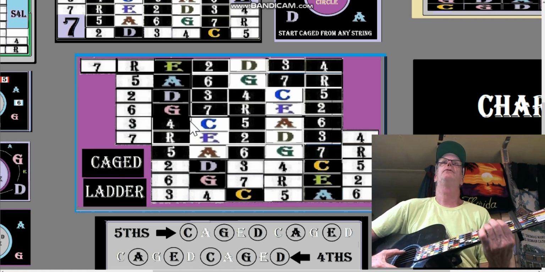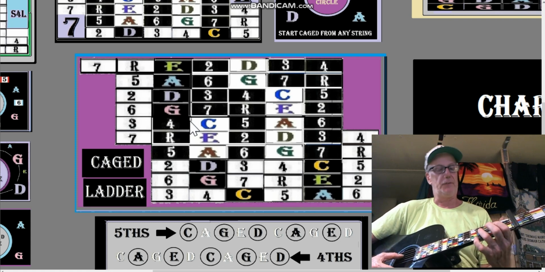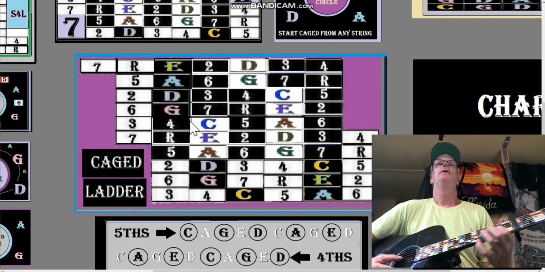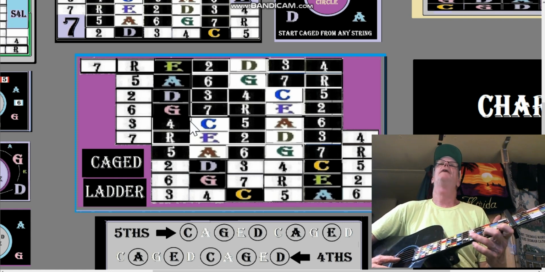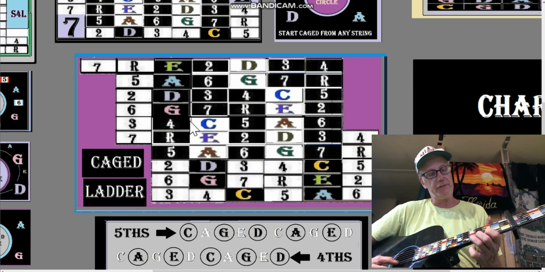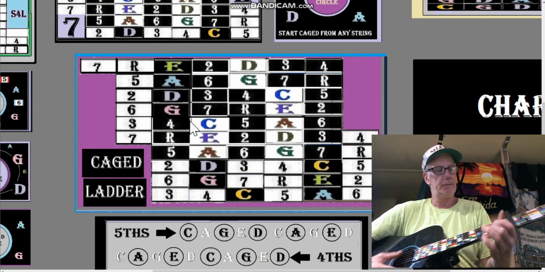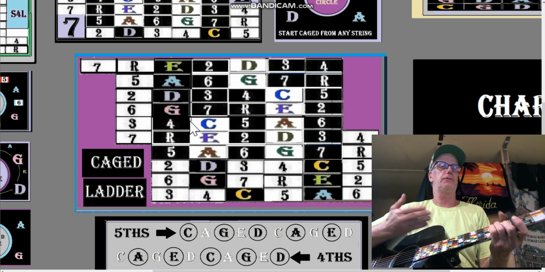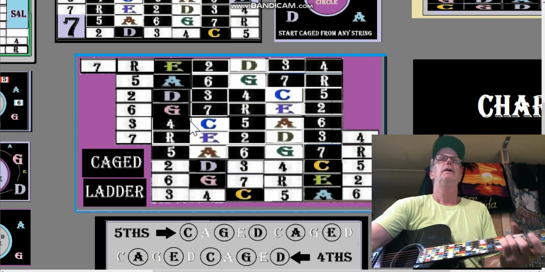6, 7, root, 2, 3, 4, 5, 6, 7, root, 2, 3. Okay, now we're going to hit the C for the 4. 4, 5, 6. 5, 6, we're going to come out of that. 7, root, 2. That's the G. Now we go to the E. Cage goes C, A, G, E, D. So we got our E.